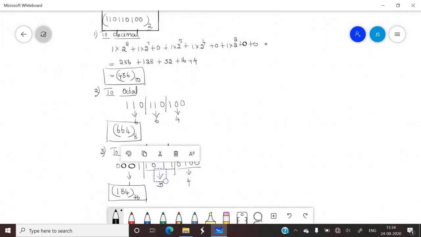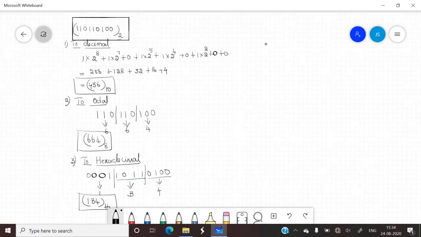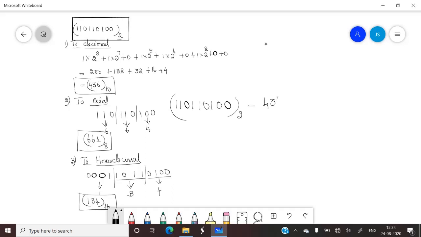So here we write the relationship as the binary number 110110100 is equivalent to 436 in decimal, that is equivalent to 664 in octal, which is also equivalent to 1B4 in hexadecimal.